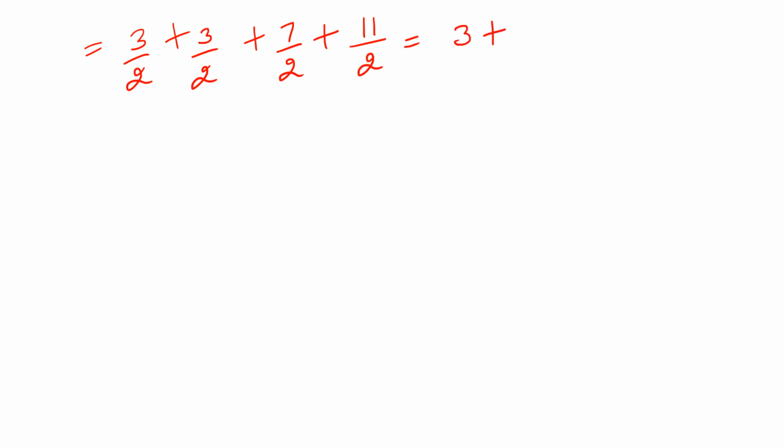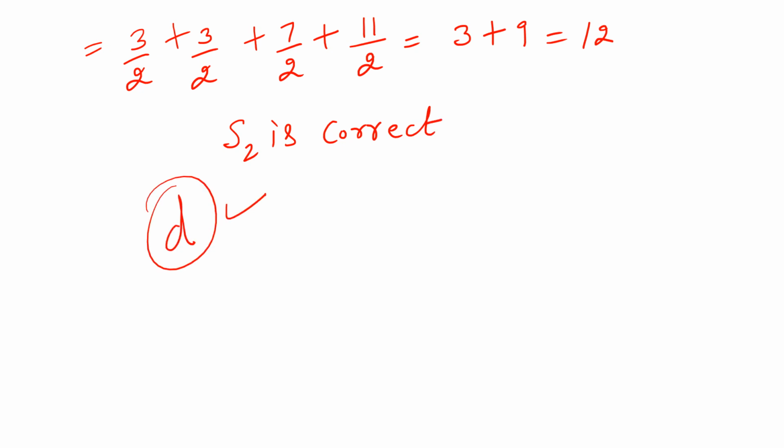Now students, the value of the integral becomes 3 by 2 plus 3 by 2 plus 7 by 2 plus 11 by 2, and this comes out to be 3 plus 9, which is 12. So that means statement S2 is correct. So hence option D is the correct option.